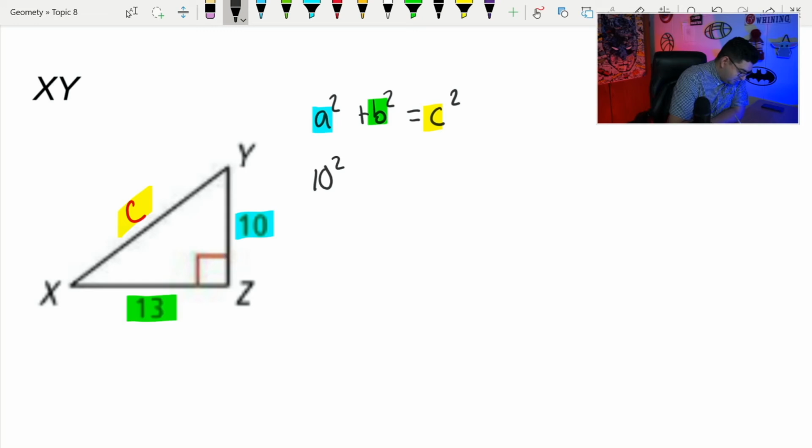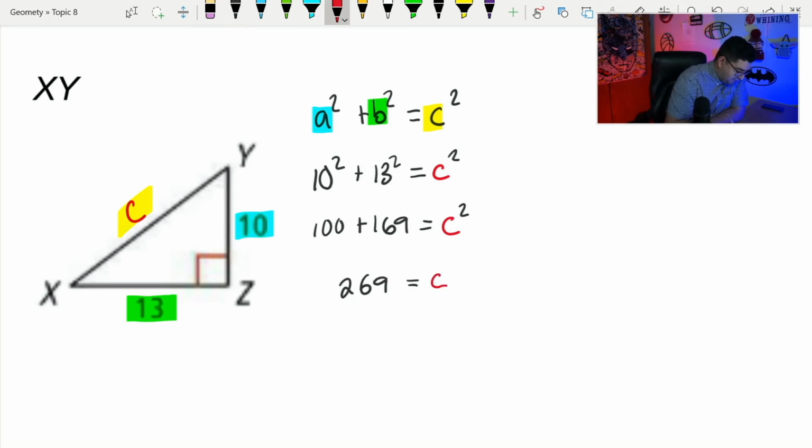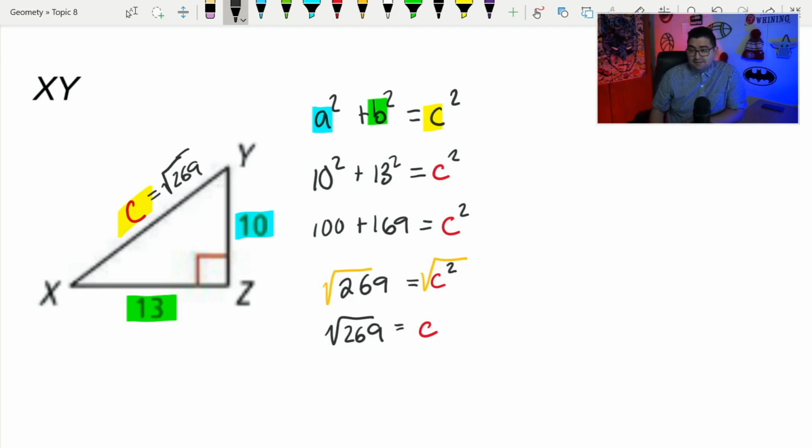So I would actually get 10 squared plus 13 squared, and that's going to equal C squared. Multiplying, we get 100 plus 169 equals C squared. 100 plus 169, that will give me 269 equals C squared. Now I can take the square root of both sides, and I find out that C is equal to the square root of 269. And for this one, we can't really simplify 269 as a square root. That's actually the simplest it can get.